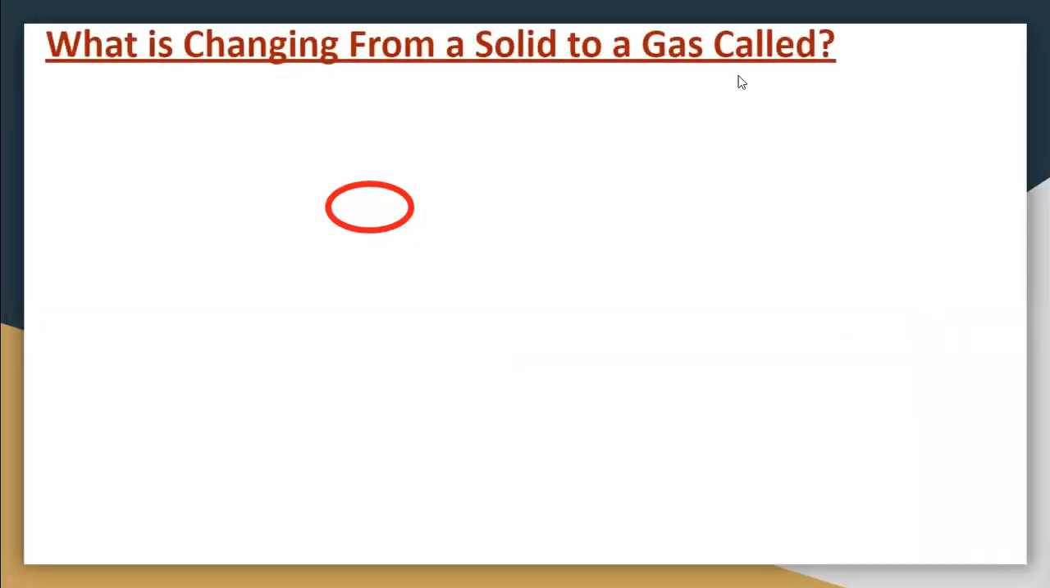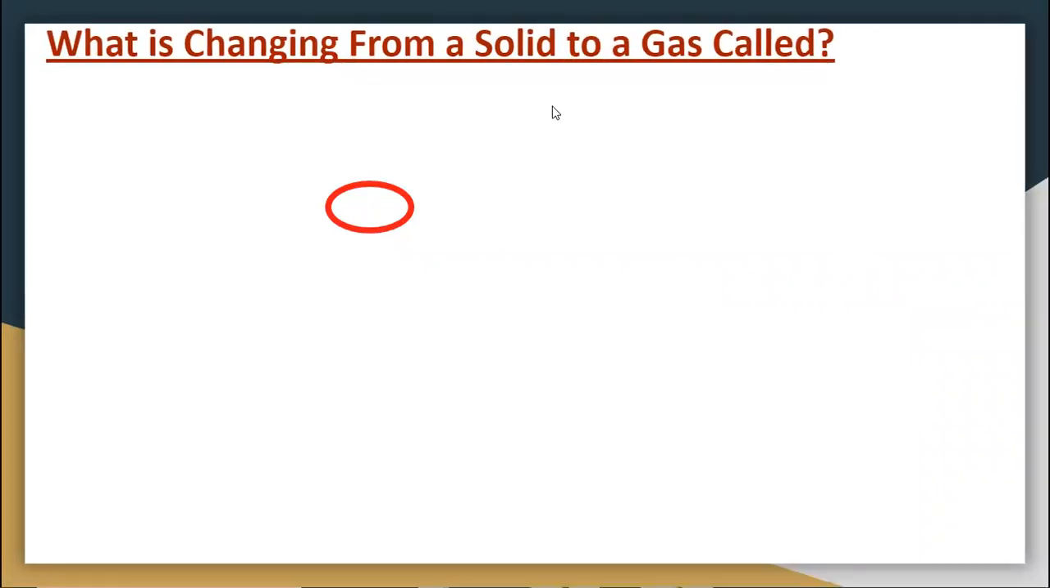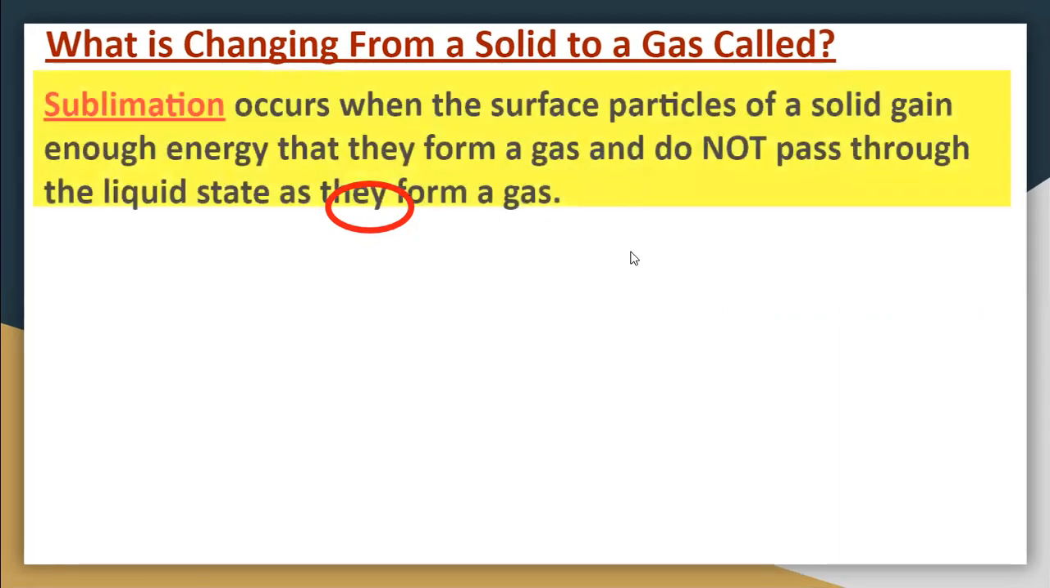What is changing from a solid to a gas called? Did you ever hear of that? Can you change from a solid to a gas? Don't you normally go from solid to liquid and then from liquid to gas? There is a way of changing from a solid to a gas and skipping the liquid phase. It is called sublimation. Sublimation occurs when the surface particles of a solid gain enough energy that they form a gas and do not even pass through the liquid state as they form the gas.